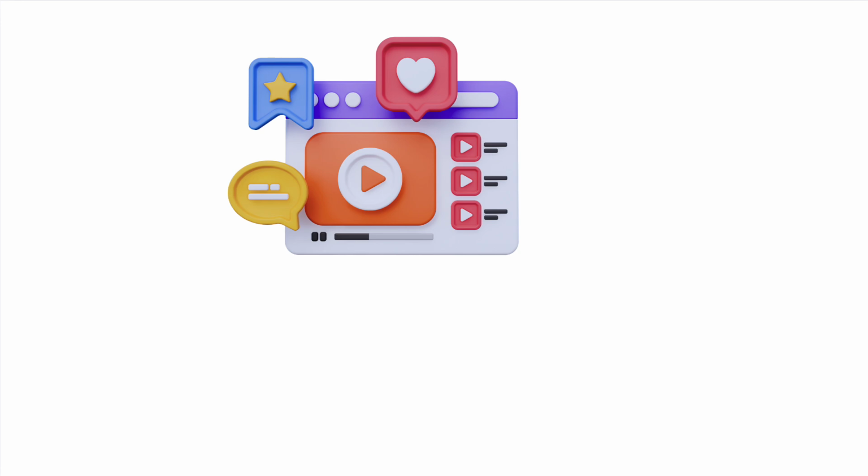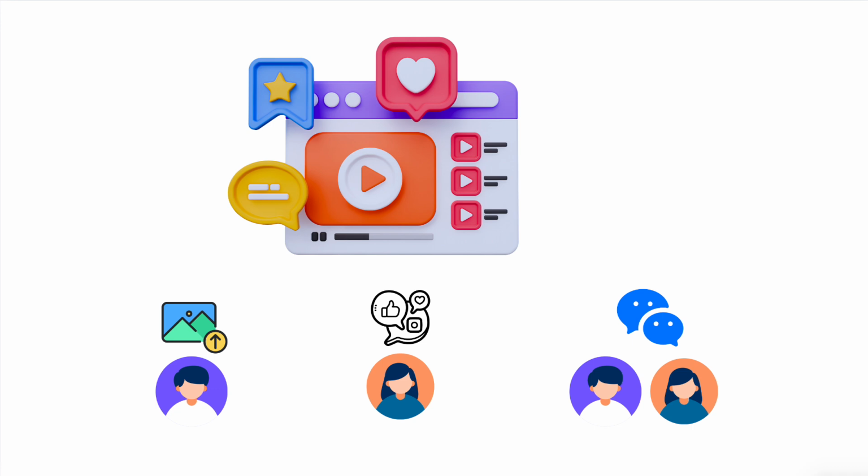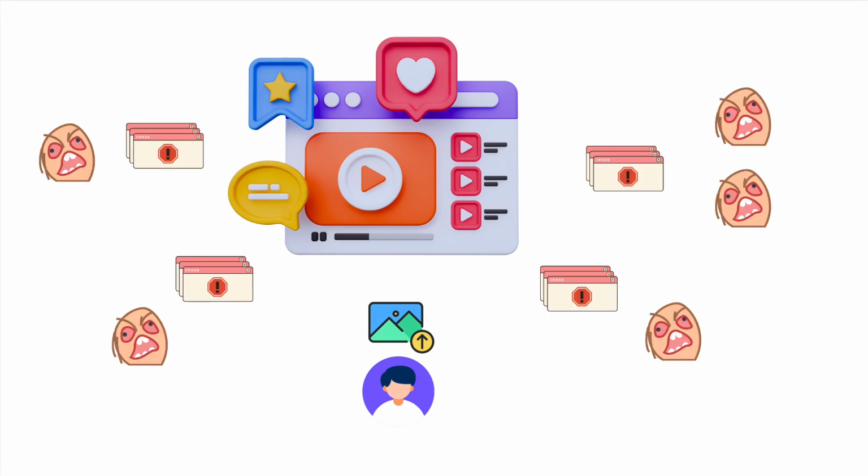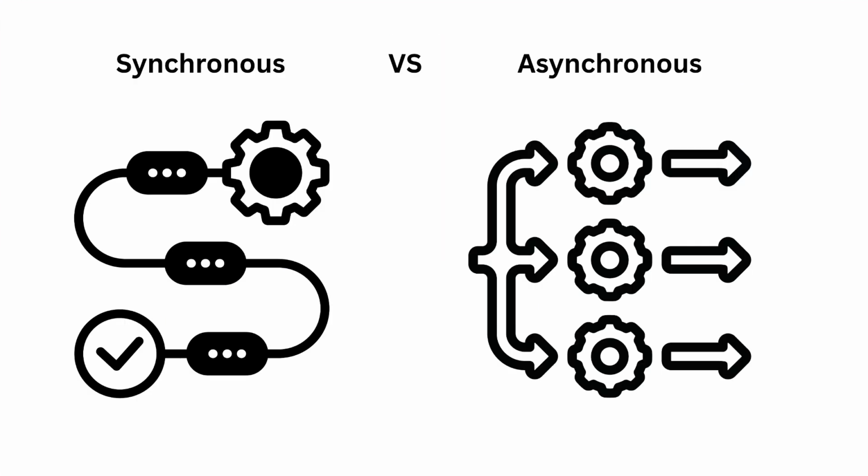Imagine you're building the next big social media platform. Users are uploading photos, posting updates, and interacting with each other in real time. Now imagine that every time someone uploads a photo, the entire app freezes for everyone else. That's a recipe for disaster, right? That's where understanding synchronous and asynchronous communication comes in. It's all about making your app smooth, responsive, and able to handle a massive number of users without breaking a sweat.